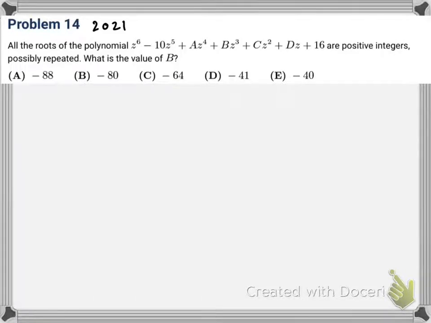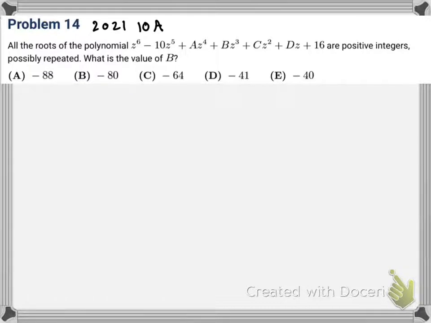Kyle, let's look at problem 14 from the 2021 AMC 10A. All the roots of the polynomial z to the 6th minus 10z to the 5th plus az to the 4th plus bz cubed plus cz squared plus dz plus 16 are positive integers, possibly repeated. Wow, that's long. What is the value of b?